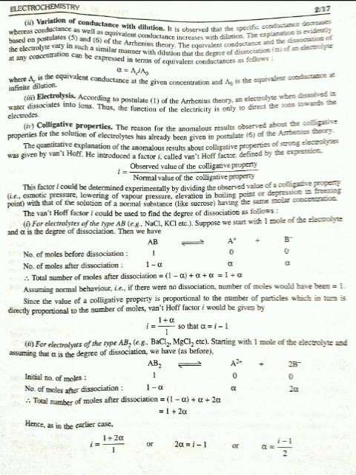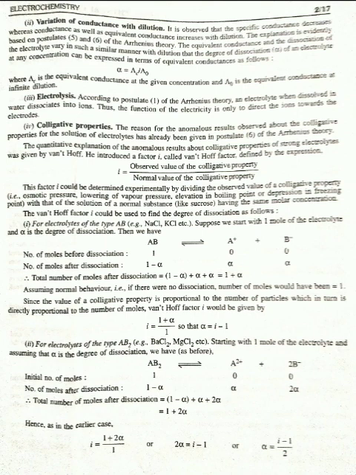First, for electrolytes of the type AB, example NaCl, KCl, etc., suppose we start with 1 mole of the electrolyte and alpha is the degree of dissociation. Then we have AB gives A positive plus B negative. Number of moles before dissociation: 1. Number of moles after dissociation: 1 minus alpha, and for A and B, alpha, alpha. Therefore, total number of moles after dissociation is equal to 1 minus alpha plus alpha, which is equal to 1 plus alpha. Assuming normal behavior, that is, if there were no dissociation, number of moles would have been 1.